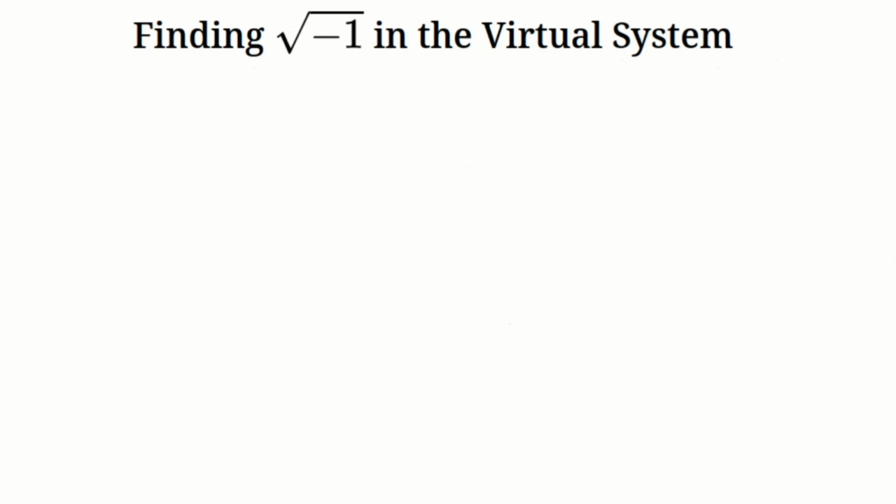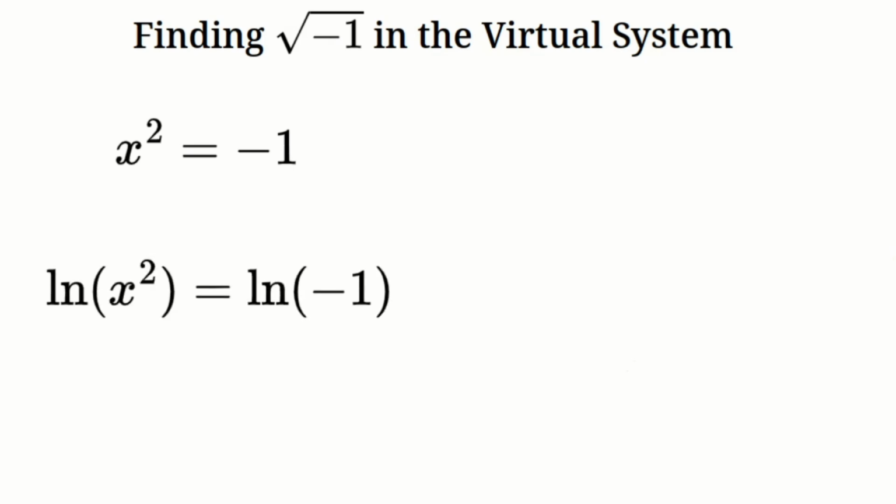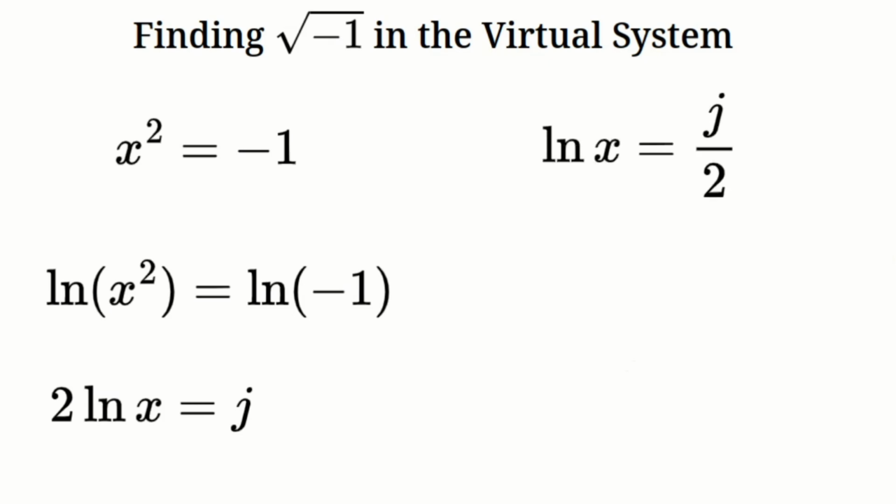We now find the square root of -1 in the virtual system by solving x squared equals -1. Taking the natural logarithm on both sides gives the natural logarithm of x squared is equal to the natural logarithm of -1. Using the logarithm rule that says the logarithm of a number raised to a power is that power times the logarithm, we get 2 times the natural logarithm of x is equal to j. Dividing both sides by 2, the natural logarithm of x is equal to j over 2.